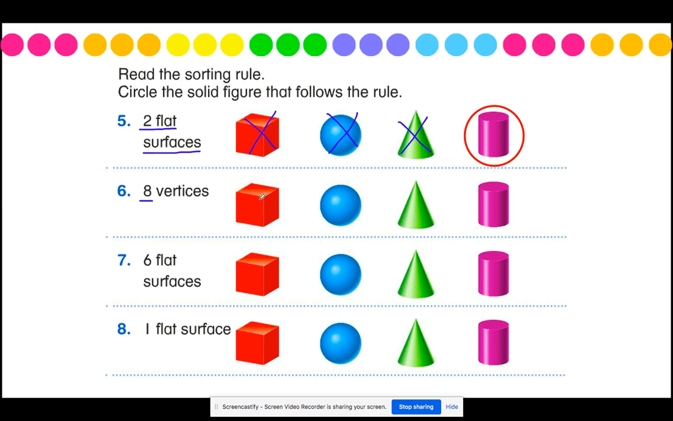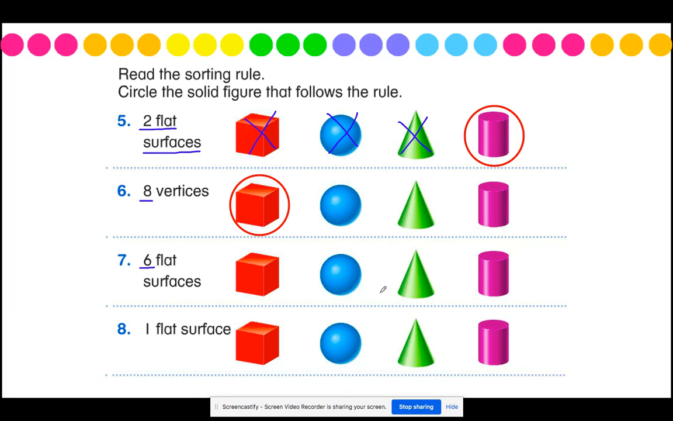I hope that you said cube are 8 vertices. 1, 2, 3, 4, 5, 6, 7, and that last eighth one we cannot see. Cube is our answer.